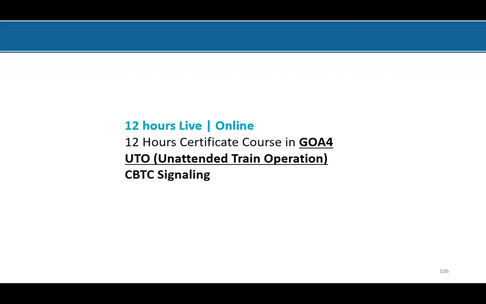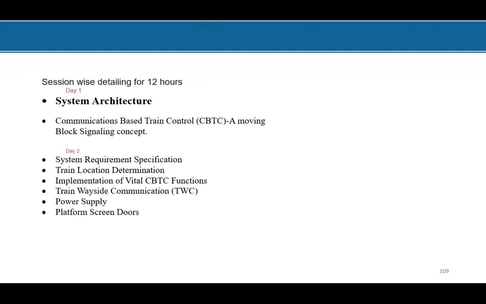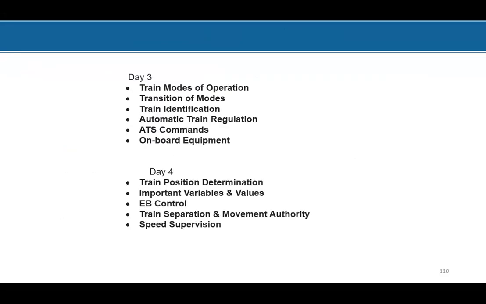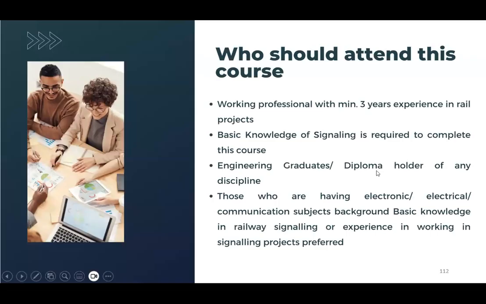In the 12 hours of course, what we are going to do shortly, we will be dealing with grades of automation, setting the train in motion, stopping the train, door portion, operation in event of disruption. These are the major things we are going to deal with in the course. The day-wise program is given, day 1, day 2, day 3, day 4. Day-wise program is given for the 12 hours course, day 5, 6, 7, 8, 9, 10, day 11 and 12. All this is covered: setting the train in motion, stopping the train, operation in event of disruption. These are the most important things which are covered.